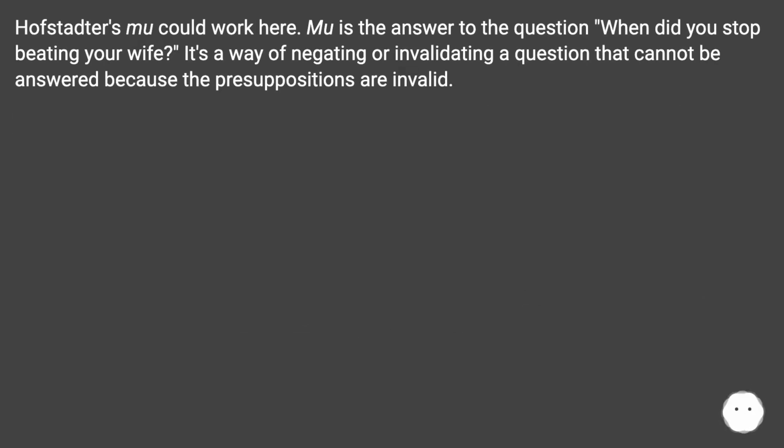Hofstadter's moo could work here. Moo is the answer to the question, when did you stop beating your wife? It's a way of negating or invalidating a question that cannot be answered because the presuppositions are invalid.